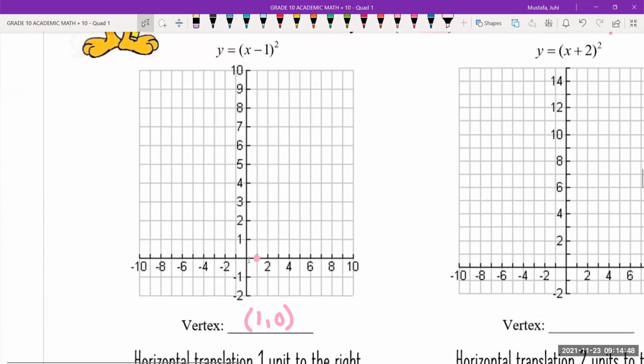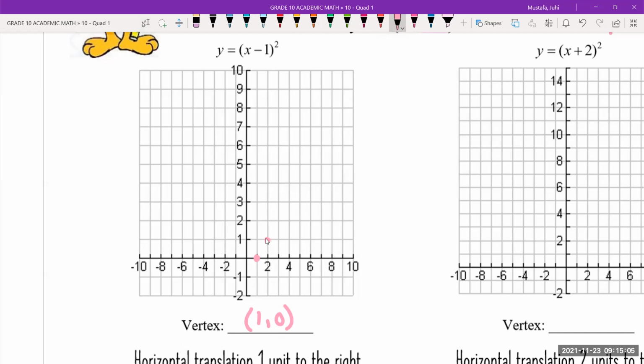So we always start at 0, 0. That's our original parabola. We move it 1 to the right. So our new vertex is going to be 1, 0. Once you've put the starting point, the rest of it is super easy. You're still using the 1, 3, 5 pattern. So now from this vertex, I'm going to go 1 unit to the right, up 1.